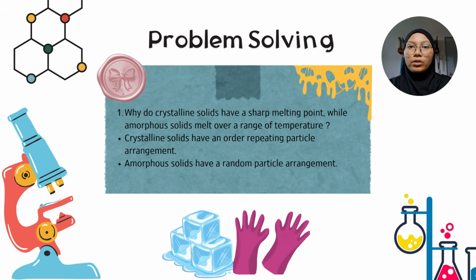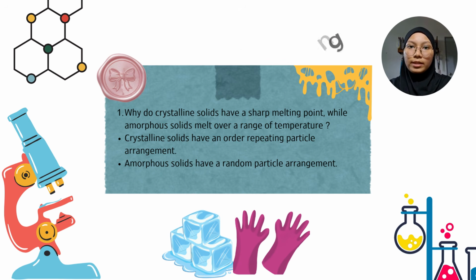Now, let's address a problem-solving question. Why do crystalline solids have a sharp melting point while amorphous solids melt over a range of temperatures? The reason is that crystalline solids have an ordered, repeating particle arrangement. In contrast, amorphous solids have a random particle arrangement. This difference in how their particles are organized affects how they respond to heat and transition into a liquid state.